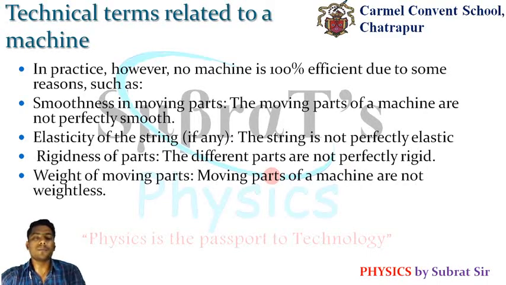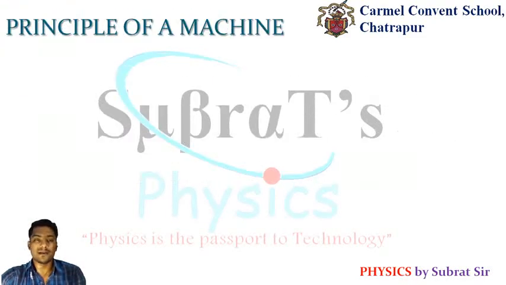Weight of moving parts also matters for the efficiency of the machine. If the part of the machine is not weightless and is very heavy, then it also consumes some energy. That's why the efficiency of the machine will be affected.